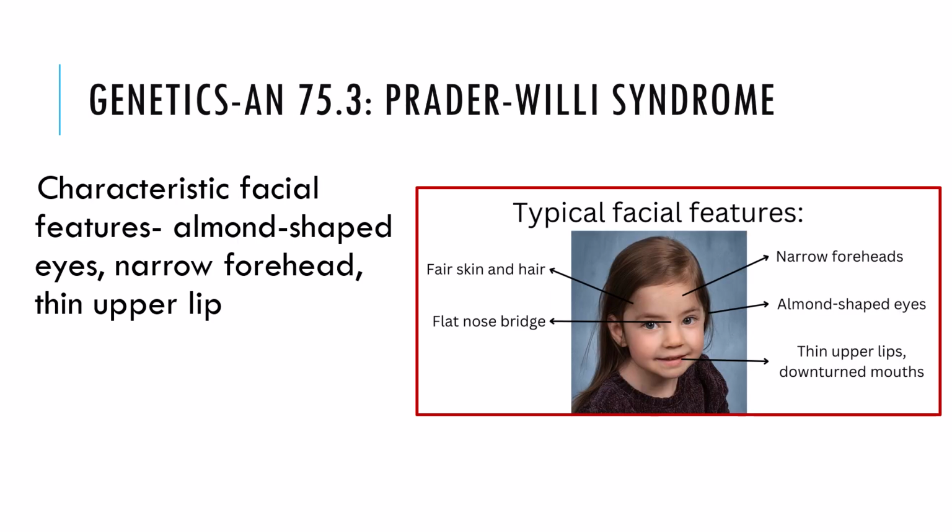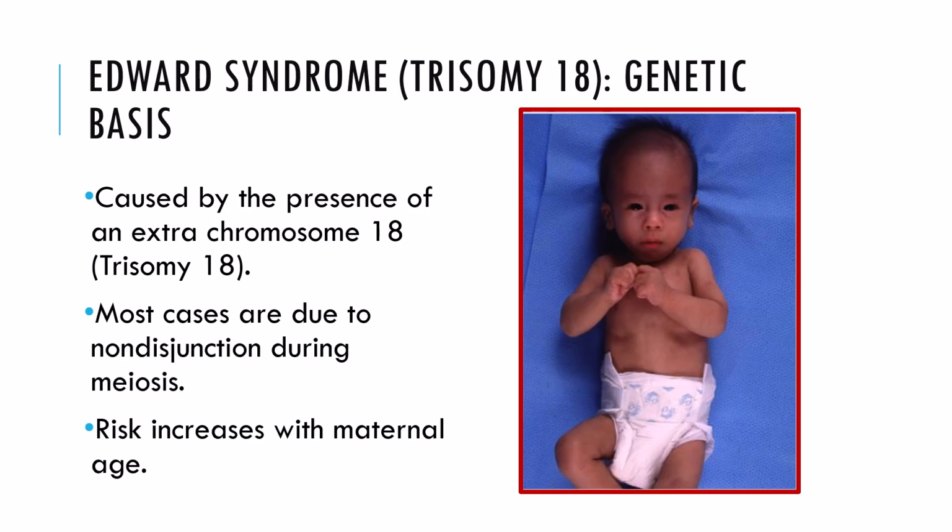Now we are continuing with the clinical features of Prader-Willi syndrome. We can see in this picture the typical facial features of Prader-Willi: almond-shaped eyes, narrow forehead, and you can particularly note the thin upper lip. That is one of the identifying features in the face in Prader-Willi syndrome. Now we have completed Prader-Willi syndrome. It can be diagnosed by cytogenetic analysis using FISH techniques, and the treatment is mainly supportive.